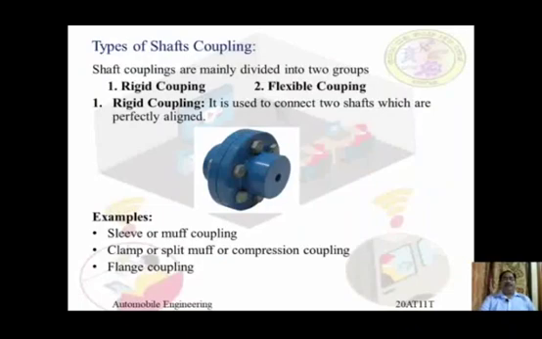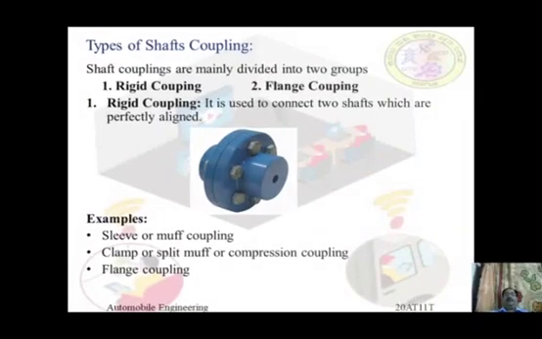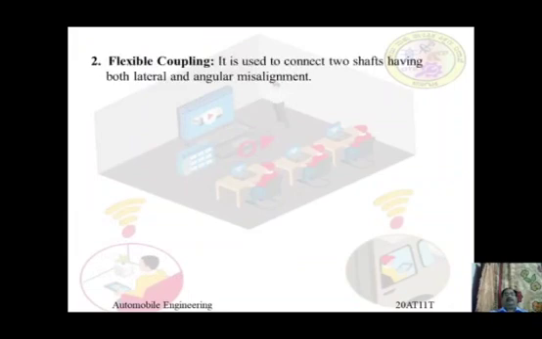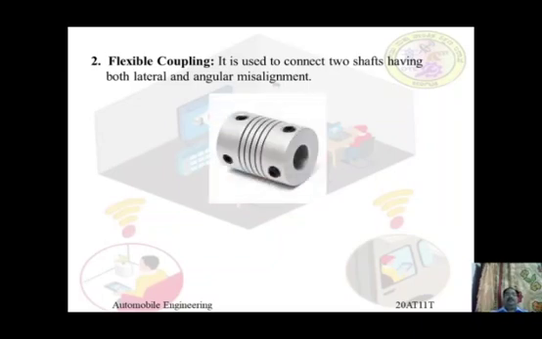Second one, that is flexible coupling. It is used to connect two shafts having both lateral and angular misalignment. So this is our flexible coupling here.